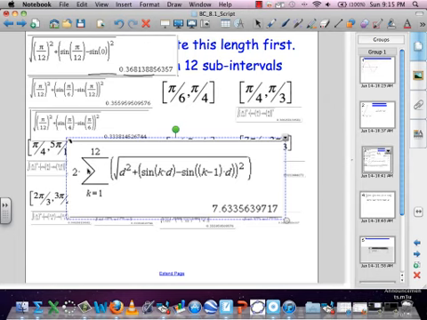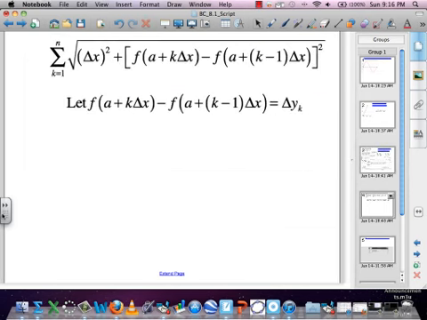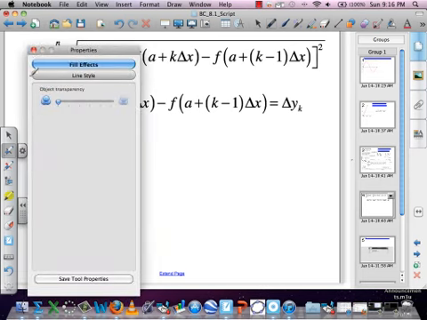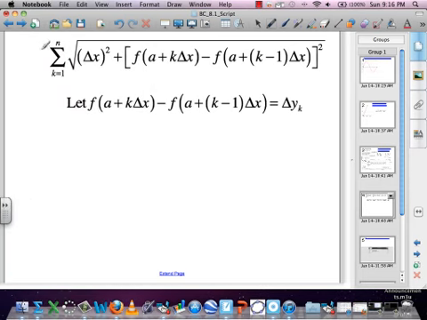Okay? Now, we have seen where sigmas have become integrals when you make your subintervals very, very small. And that's what's going to happen here also. But I want to take you through that calculation just so it doesn't seem like it's magic when it pops up for the first time. Okay, so here's the deal. We have an expression that tells us the length of n line segments, when you've chopped up your curve into pieces: delta x squared plus f of your starting value plus k times delta x, minus f of your starting value plus k minus 1 times delta x, squared.